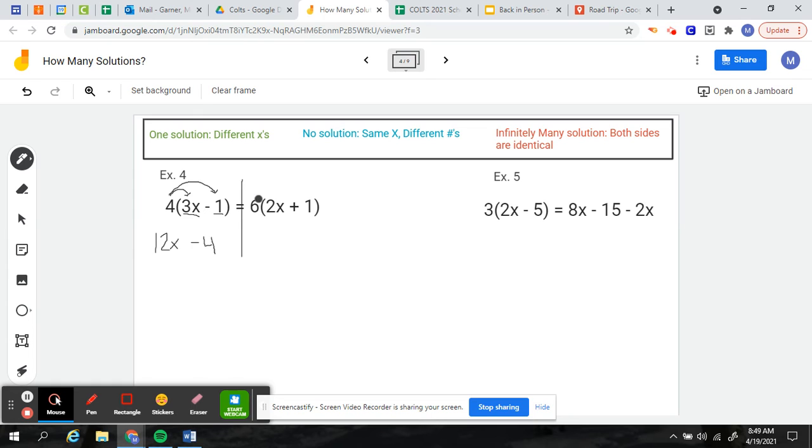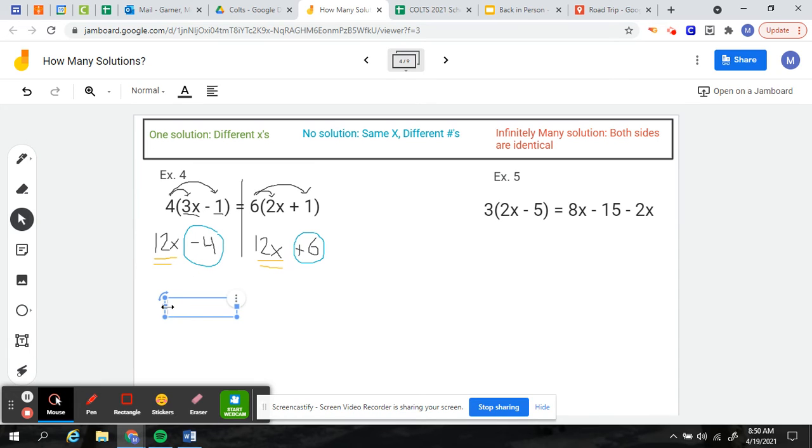Once again, I see parentheses. I'm going to distribute. So 6 times 2x is 12x. 6 times 1 is +6. All right, same thing. My right-hand side is now simplified. Once I've gotten it simplified, now I can use my key. So let's look at our x's. I've got the same x on both sides. So 12x and 12x. All right, so I know it's not going to be one solution. Let's keep going. Look at the numbers. I've got -4 on the left and +6 on the right. So my answer, I'm going to look for where it says that it has the same x's but different numbers. In my key, I see it's that middle option, no solution.